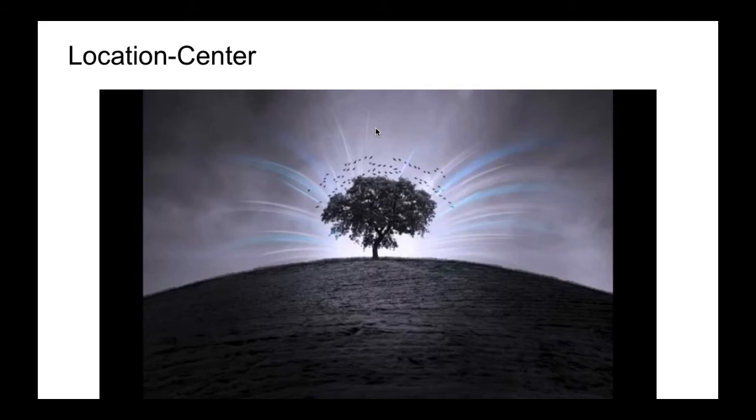Another easy way to create emphasis is by location, so where you locate objects on your composition. And so because this tree is right in the center of the composition and it's kind of surrounded by some empty space, our eye is automatically going to go to that tree before we look at anything else.